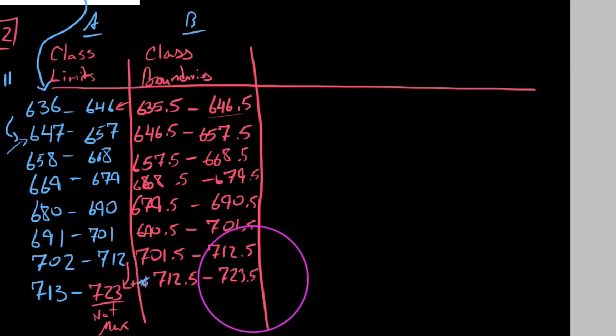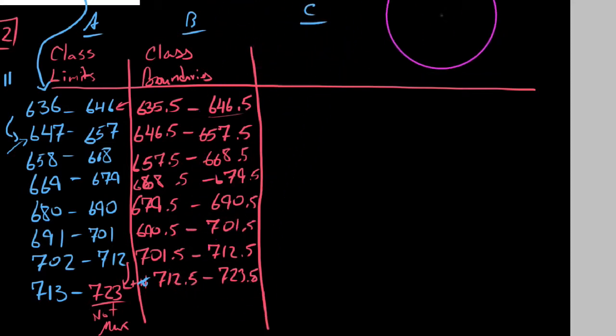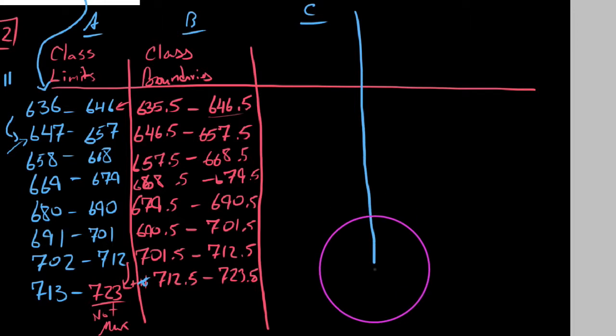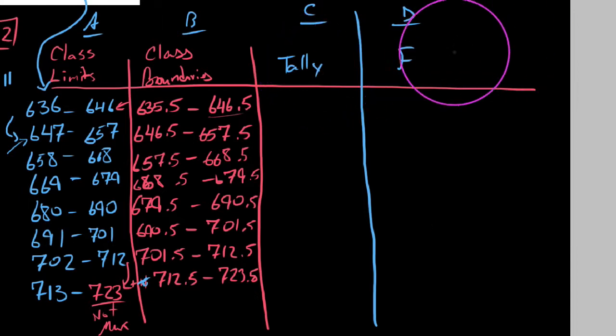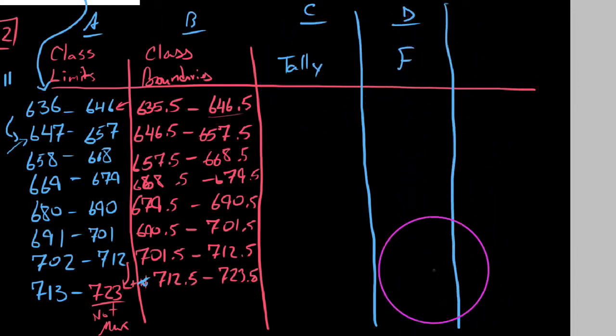So now we can start to fit our data into these classes here. In order to do this, we're going to come up with two more columns here. We say C and D. C is our tally column, and D is our frequency column. So we say frequency, tally. I'm going to use a lowercase f for that. And then we'll do our cumulative frequency last, okay? As far as the tally goes, we'll go ahead and look at class limits to do this.